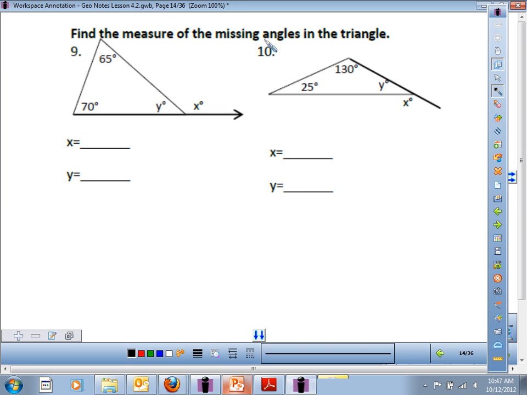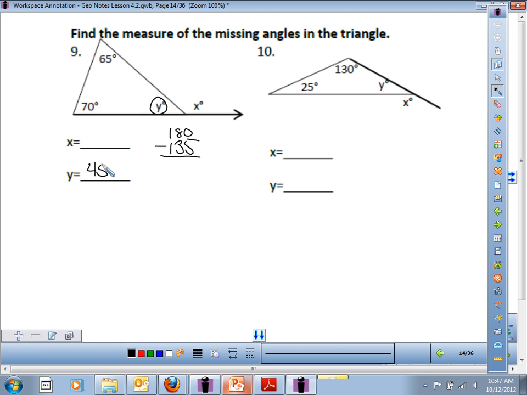All right, so we want to find the measure of the missing angles in the triangle. So first off, we know how to find y. We could take 65 plus 70, that's 135. We take 180 minus 135. That gives me a value of 45. So y is going to be 45. Oops, wrong spot here. y is going to be 45 degrees.